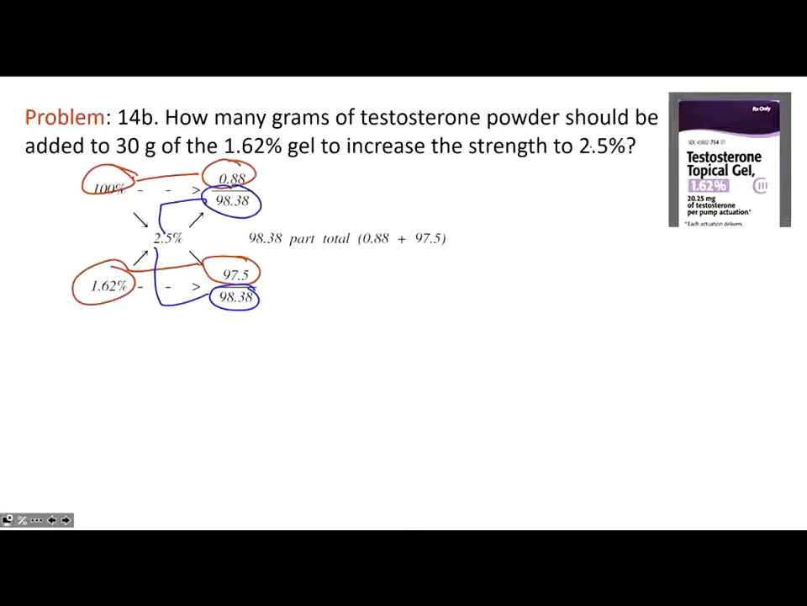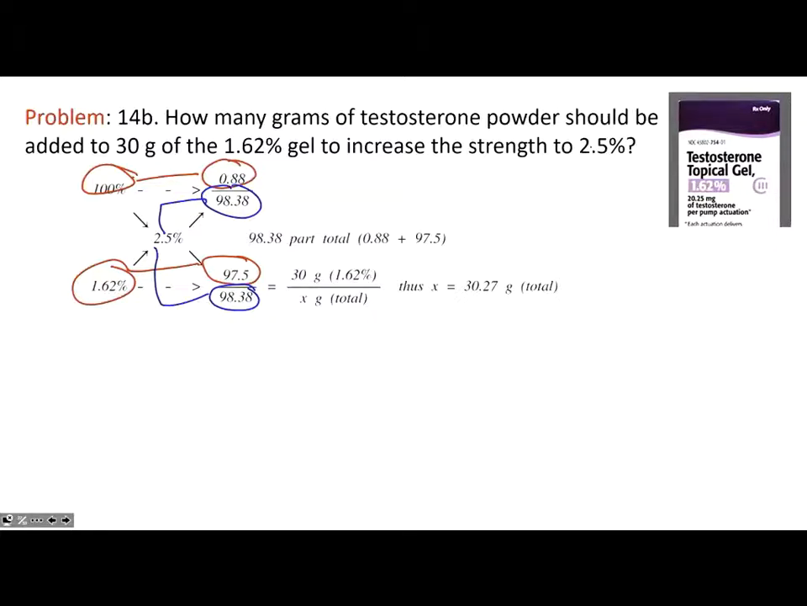Okay, because now the question is, what do I know? I know I have 30 grams of the original. Where does that go? Does it go on the top or the bottom? It goes on the bottom. It represents the 1.62%, right? That means it represents the 97.5 parts. So let's set that lower one equal to 30 grams over X. Because I know that my 30 grams of initial ointment, or gel in this case, represents the 97.5 parts, because that's the 1.62% concentration we're starting with. Now if I solve for X, I see that the total weight of my combination would be 30.27.